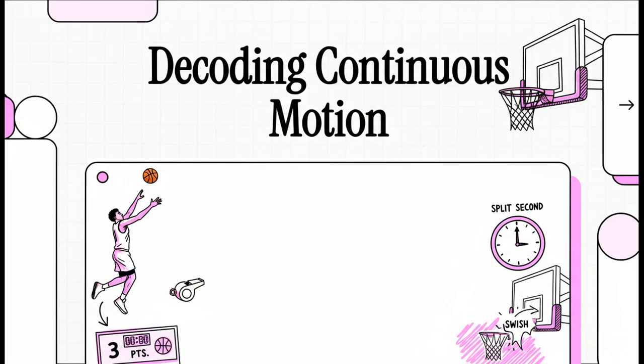Welcome back. Today we are going to tackle one of the most argued over, most confusing, and honestly, most game-changing calls in all of college basketball: continuous motion. It's that one rule that can flip a simple foul into a game-winning three-point play, and it all happens in the blink of an eye.